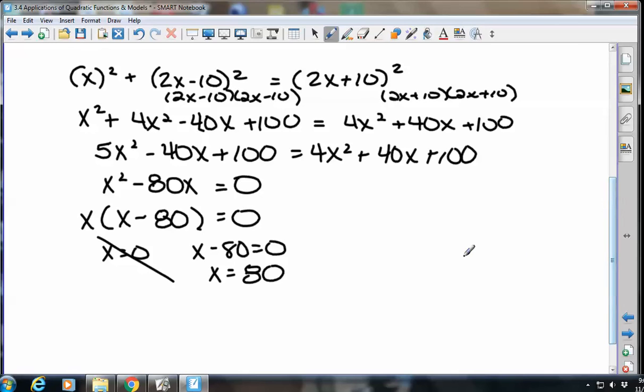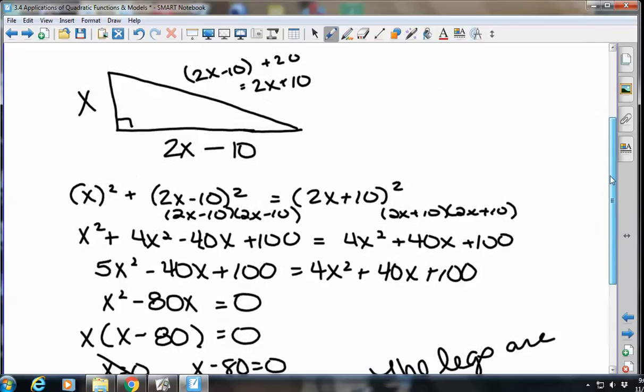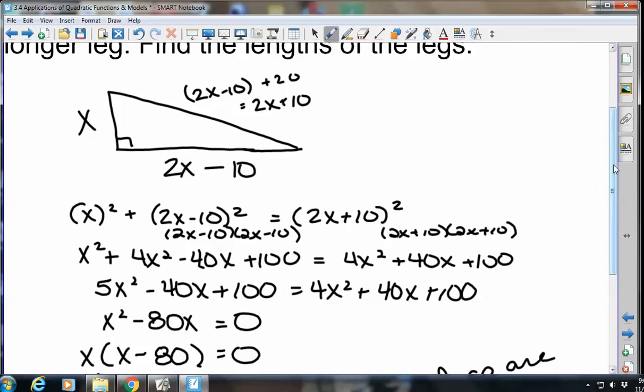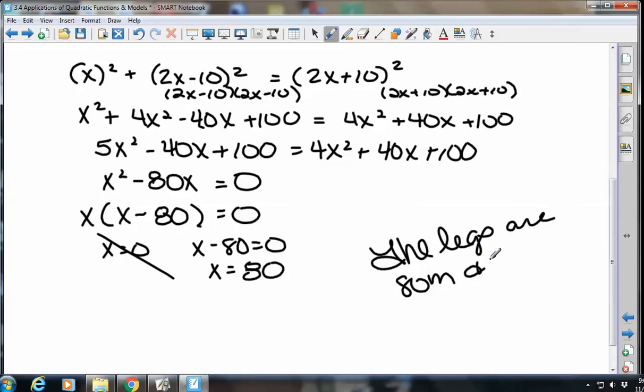The question was to find the lengths of the legs of the triangle. So the legs are, the first side was just x, so that would be 80 meters. The second one was 2x minus 10, so 2 times 80 minus 10 would be 150 meters. Make sure you're answering with the sentence on those. Questions?